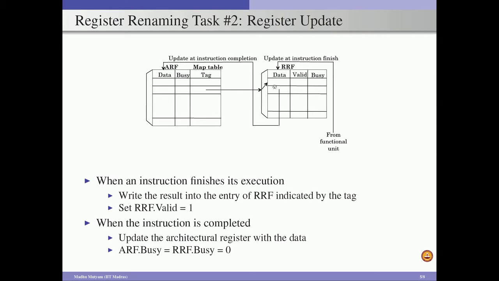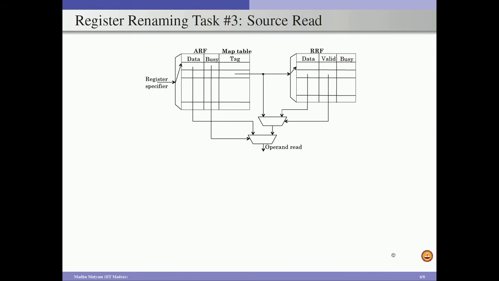And the third step in the register renaming is source operand read. When we have an instruction add R1, R2, R3, now we have to read the values for R2 and R3. And R2, R3 are architectural registers. So, if these values are available in the ARF, then we can straight away read the values from the ARF. But if the values are not available and if the busy bit for the corresponding entry is set, then we have to go to the rename register file to get the data.